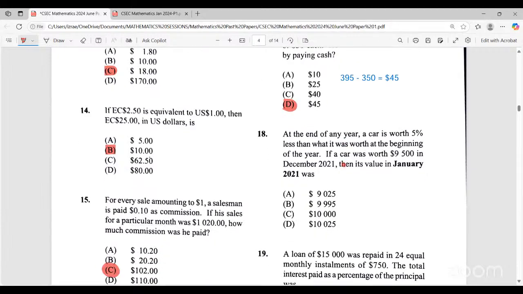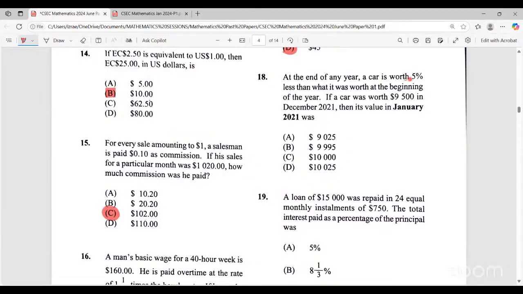That's the easy stuff. At the end of the year, a car is worth 5% less than what it was worth at the beginning of the year. The car was worth $9,500 in December, then what was its value in Jan of that same year? So we need to understand something. The car is worth 5% less than what it was worth at the beginning of the year. So at the beginning of the year, you start with 100%. We do not know the value of the car in Jan, so call it y. In December, it's 9,500. But that'll be 95% because it dropped by 5%.